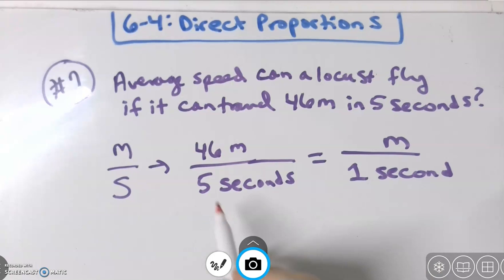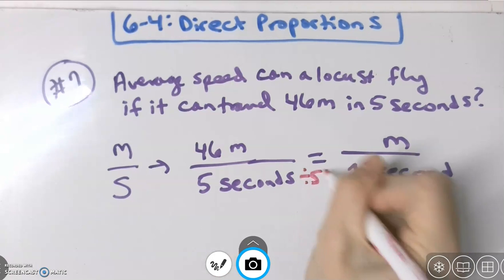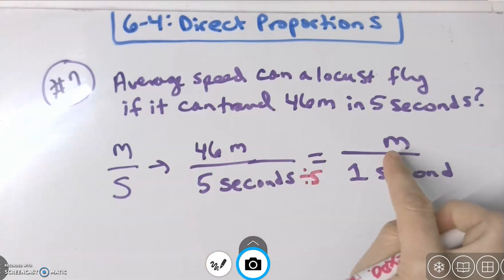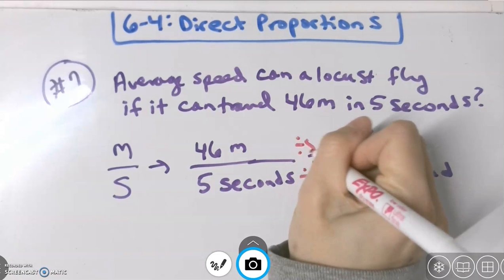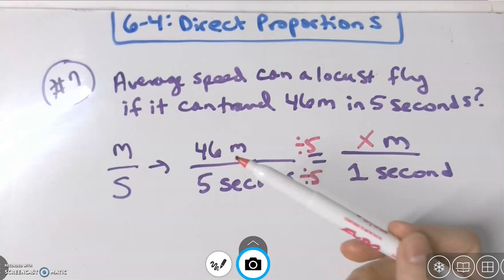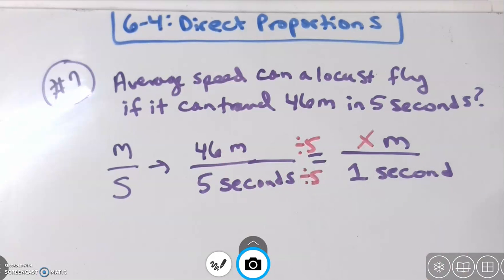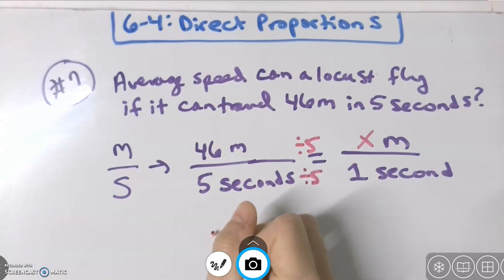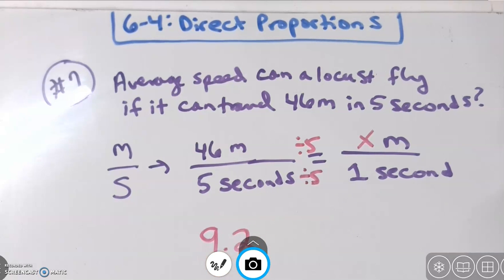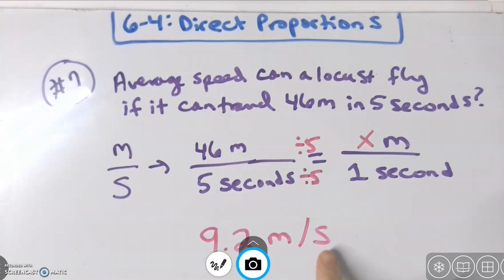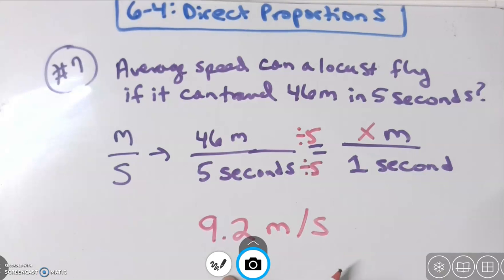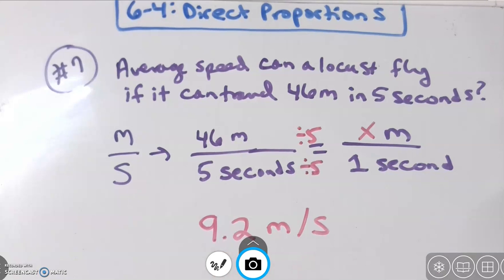What we're actually doing here, how do I get from 5 to 1? Divide by 5. So therefore, how do I get from 46 over to my missing value here? I'm dividing by 5. Again, unit rate, you're just dividing. You guys already took a quiz on this. You divide top to bottom. So 46 divided by 5 gives you 9.2. So a locust can fly at a rate of 9.2 meters per second. Whenever we have per second here, that's the unit rate, per 1 second. We just don't say 1. So your answer here is 9.2 meters per second.